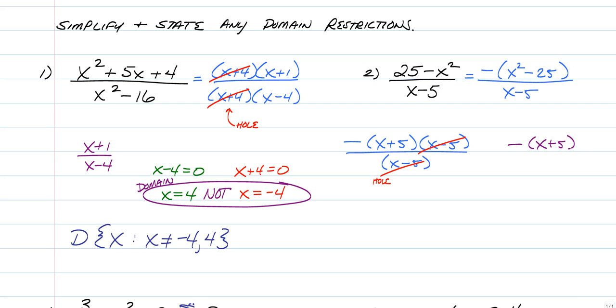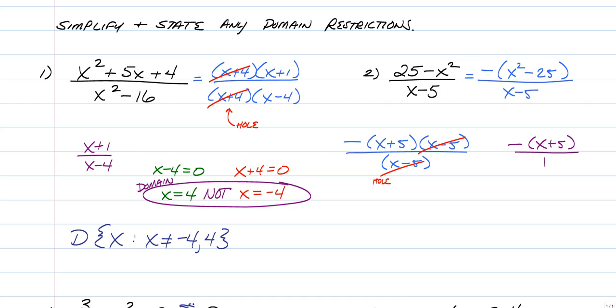Or you could write negative x minus 5 if you want to, but that's simplified right there. Notice there's no more denominator. If it makes you feel warm and fuzzy, you can write over 1, but there's absolutely no need to. So you can just leave it as negative quantity x plus 5. So there's nothing to set equal to 0 in our denominator. So we do not have any denominator restrictions here.